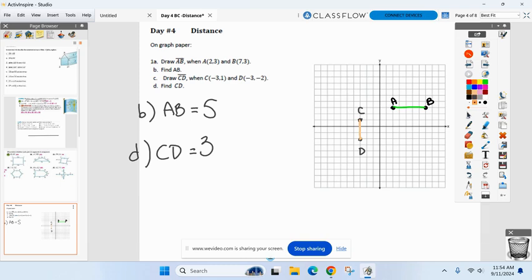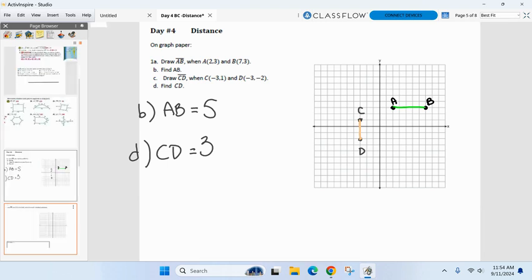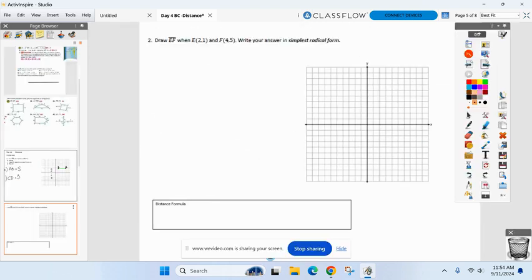We're going to run into a problem, though. What if it's not vertical or horizontal and we cannot count? We run into a problem. That's today's topic. So go ahead and graph EF now in the next problem. Number 2, go ahead and graph EF. And we're going to have to figure out a solution here.